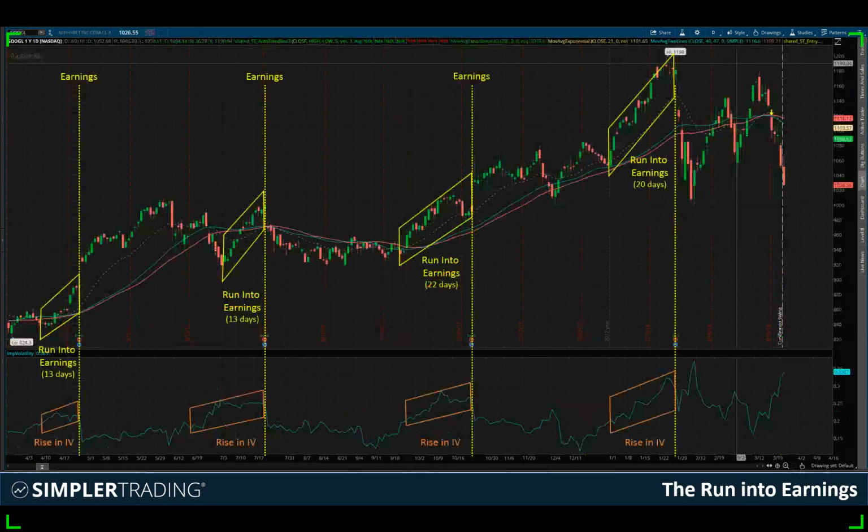So here's another example, Google. This chart is from last year, I believe, but we're going to go over some live examples after the fact, and Google is actually one of the examples that Henry is going to go over. But this is one that has been pretty consistent for the run into earnings on a pretty regular basis. So that's another one that we really like to trade.